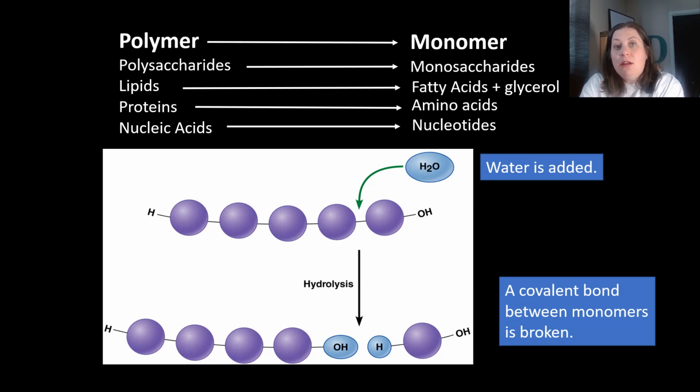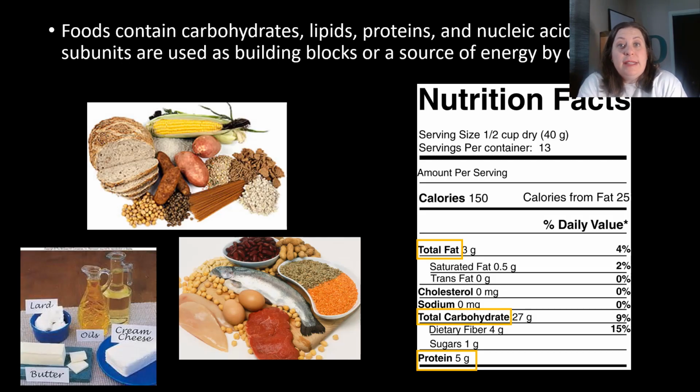Now remember, these are covalent bonds that we are breaking at this particular point, okay? So we're adding water to break those covalent bonds. Now, foods contain carbohydrates, lipids, proteins, and nucleic acids. And these subunits are used as the building blocks that our cells use for energy. And so we don't necessarily use the proteins directly that come from our food. We break them down into those amino acids, and then we build the proteins that we need. Okay, so there's a constant back and forth here with this idea of building molecules and breaking them down.